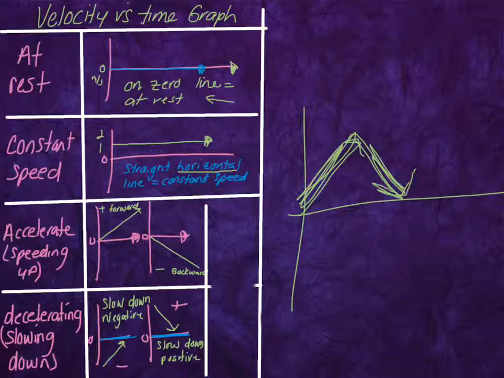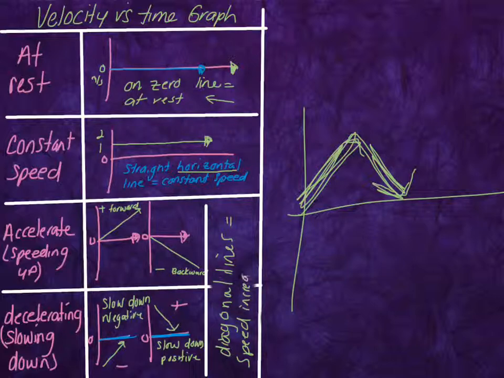So, to finish the notes, I'm just going to fill this in right here. I'm going to do it sideways. Sorry, look sideways. Diagonal lines equals speed increase or decrease. One of those two. Okay, and I'm done.